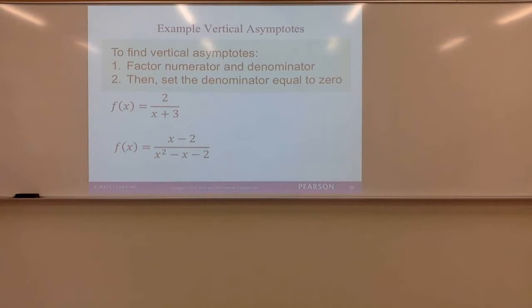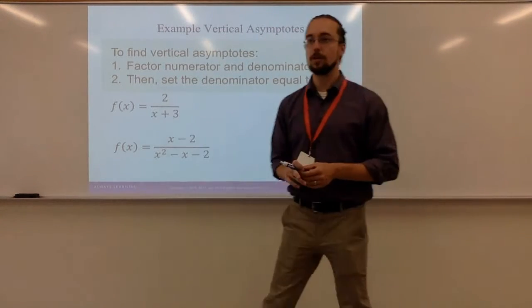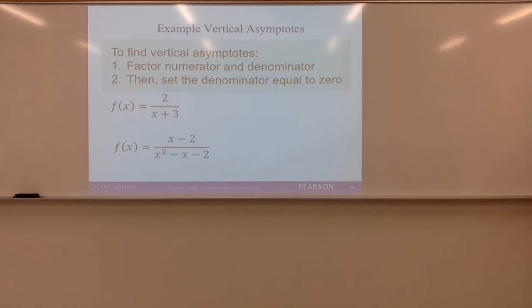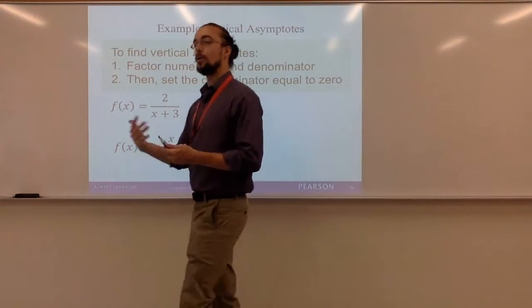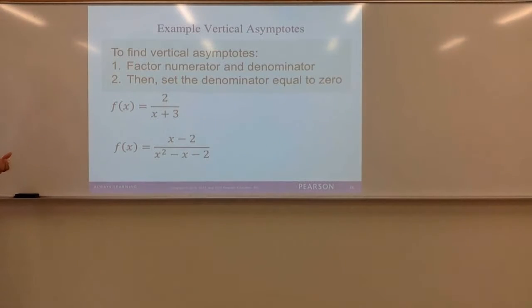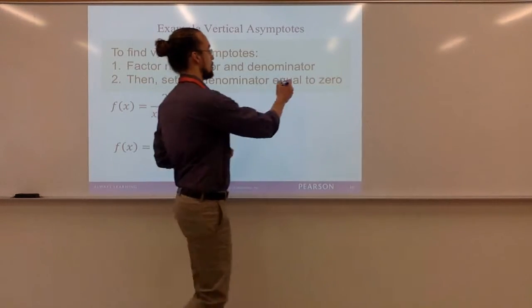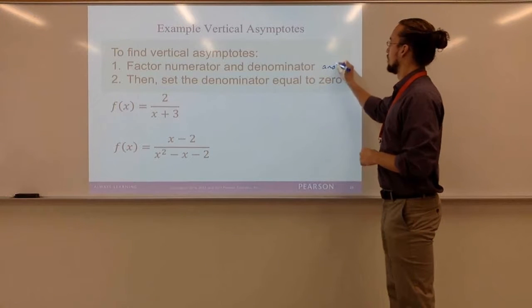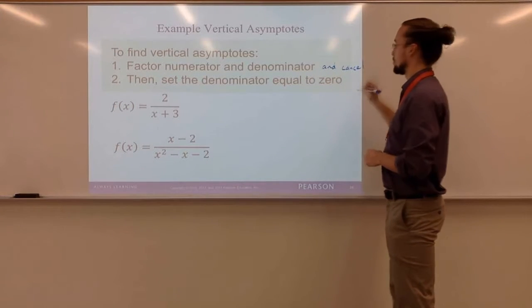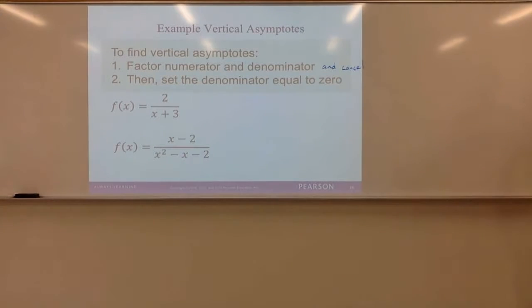Okay. So now let's get into a little bit of algebra, and hopefully this rings some bells from last year. I know you worked with rational functions and you found horizontal and vertical asymptotes. So if we are just given a function without a graph, we want to find where vertical asymptotes are. Well, first thing we need to do is factor numerator and denominator and cancel any common factors between them.